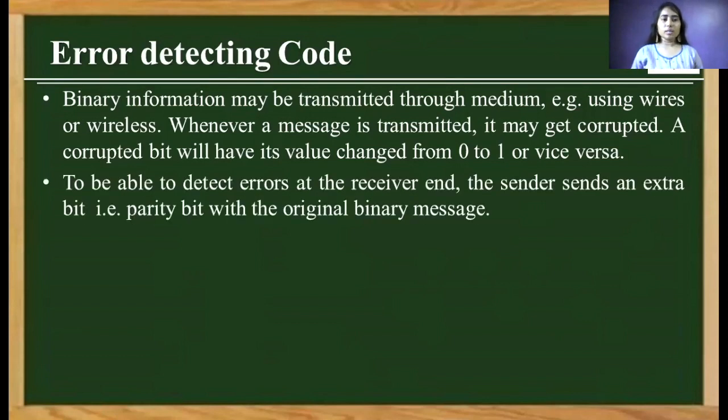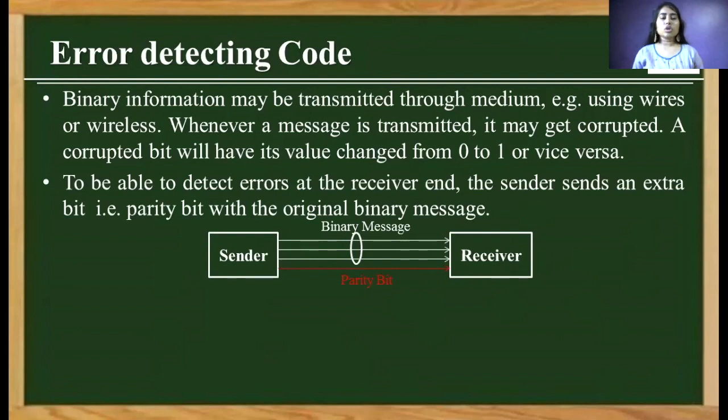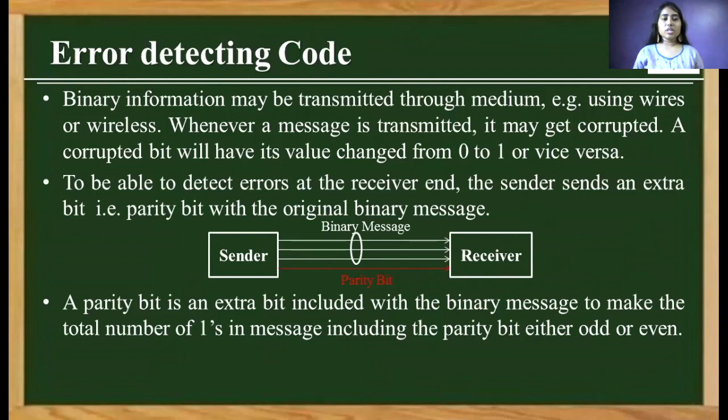To be able to detect an error at the receiver end, the sender sends an extra bit, that is a parity bit, with the original binary message. Here is the block diagram showing that the sender sends a message to the receiver with an additional parity bit. A parity bit is an extra bit included with the binary message to make the total number of ones in the message, including the parity bit, either odd or even.